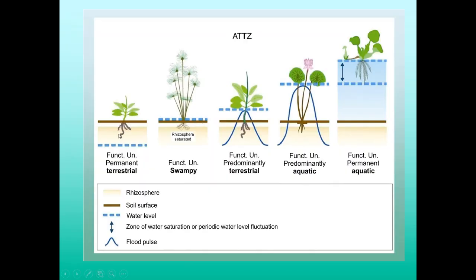Here in the picture you see the difference. On the left, permanent terrestrial, that means the groundwater never reaches permanently the rhizosphere. Then swampy, the groundwater level goes to the surface and a little bit above the surface. Then the functional unit predominantly terrestrial suffers a short, shallow flood pulse. Most of the year, the area is dry. Then the predominantly aquatic means the pulse is deeper and longer, the area is mostly covered by water and only for a few months dry. And then permanently aquatic, those are the lakes and river channels inside the floodplain, which are permanently aquatic.